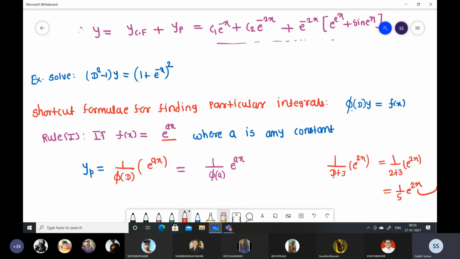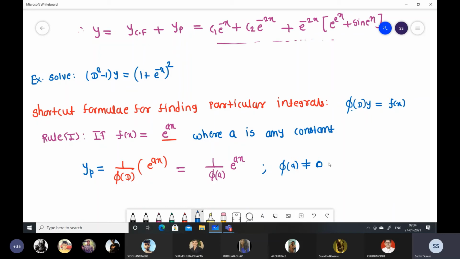So a very simple formula we have here. Only you have to replace D by a. What is a? You can see a is the coefficient in the power of that exponential term, a times x. That constant you have to take in place of D. But sometimes you may get 0 at the denominator. This holds provided that phi of a is not equal to 0. If phi of a is equal to 0, then there is a problem, right?